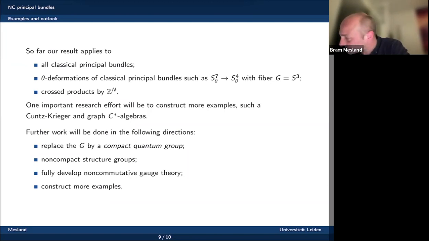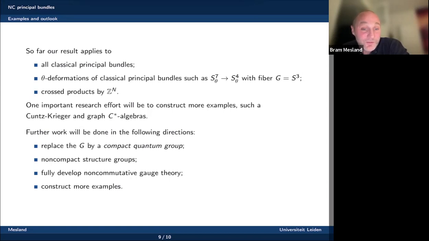And then, of course, a lot of the harder work will go into replacing the group G by a quantum group. This would make the setting truly non-commutative. And also the use of non-compact structure groups presents various challenges, because our work for the compact case depends very strongly on the Peter-Weyl theorem that you have available for representations of compact groups on Hilbert modules. Of course, if you drop compactness, then the representation theory becomes much wilder.